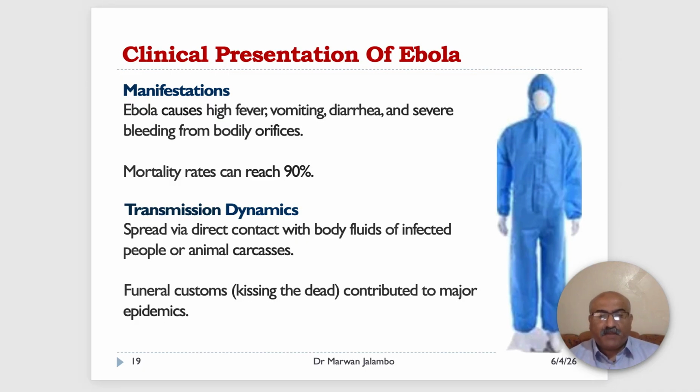It causes the body's vascular system to leak, leading to severe internal and external bleeding, with mortality rate reaching 90%. It spreads via direct contact with body fluids, often during caregiving or traditional funeral rites. The world saw the true potential of this virus during the 2014 outbreak.